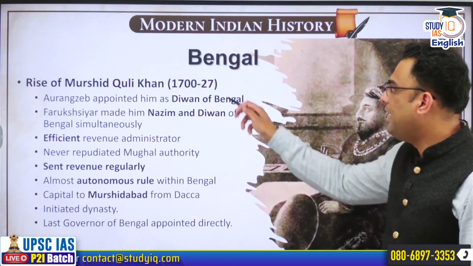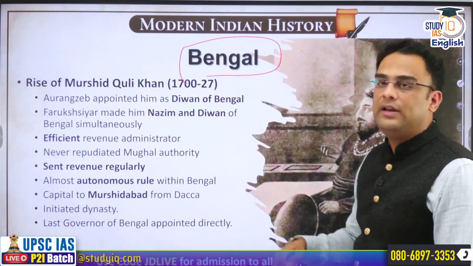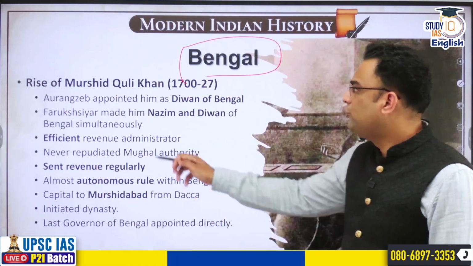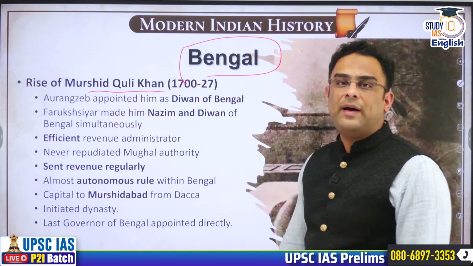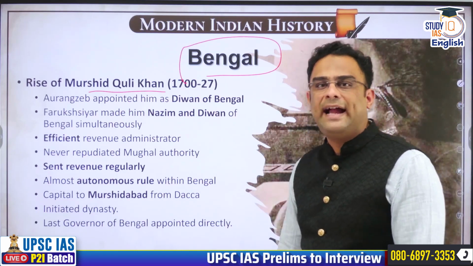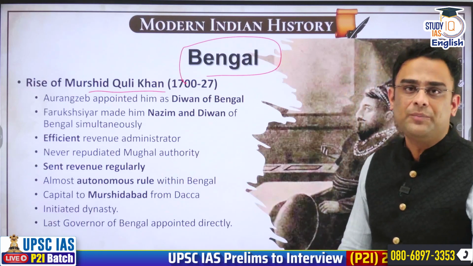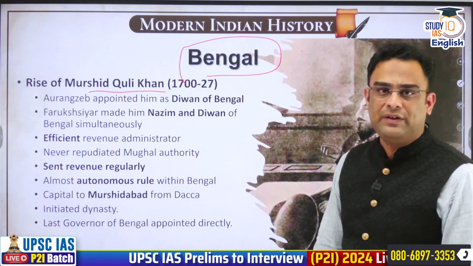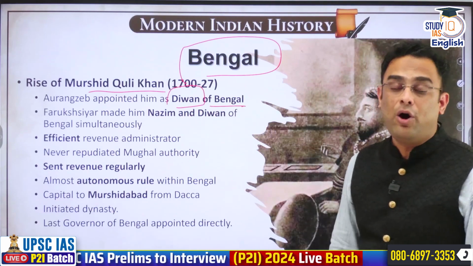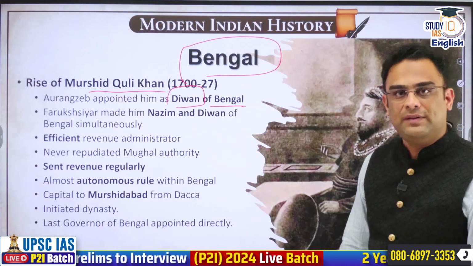Let's get started, guys, and talk about how Bengal is slowly drifting away from Mughal control. Murshid Quli Khan was appointed first by Aurangzeb. Aurangzeb had an eye for talent, and he had seen that this man Murshid Quli Khan is a good, efficient administrator, and therefore he was appointed as Diwan of Bengal right during Aurangzeb's time itself.